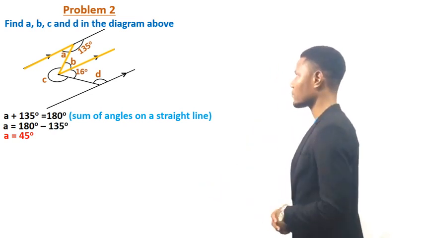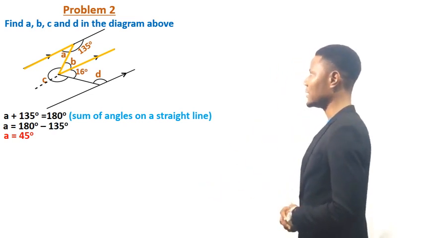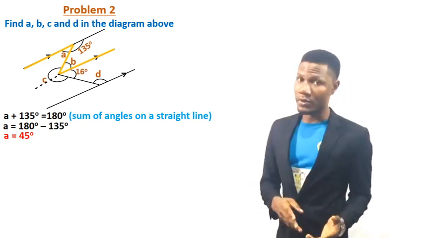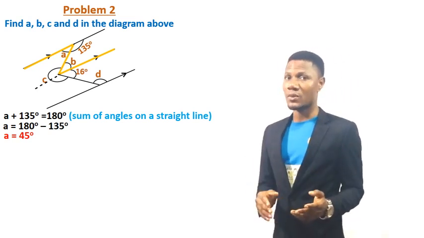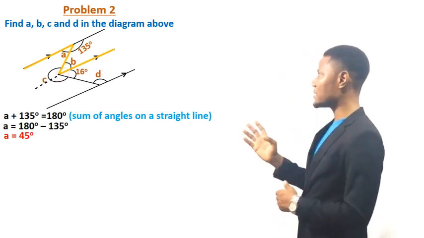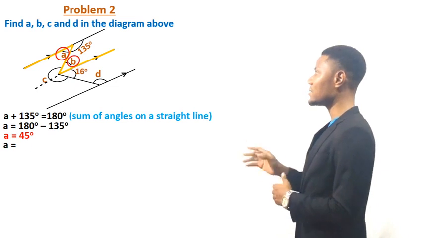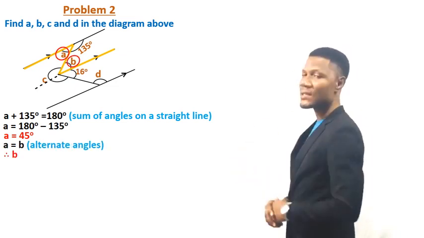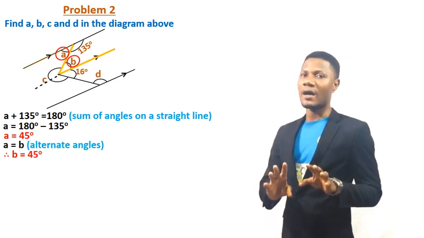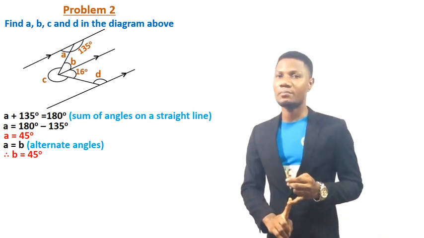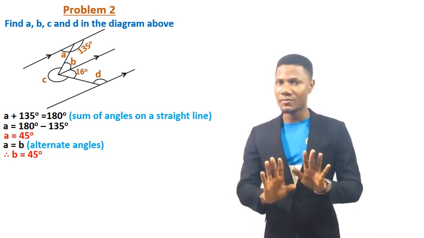Or do you want to reproduce the second line for it to be clearer? You can do that. If we reproduce the second line, it will be easy for us to draw our Z. Even without reproducing it, we can draw our Z, but to clear the confusion, you can reproduce the second line. So A is equal to B, that is alternate angle. Automatically, our B is equal to 45 degrees, because if A is 45 degrees and A is equal to B, then B is also 45 degrees.